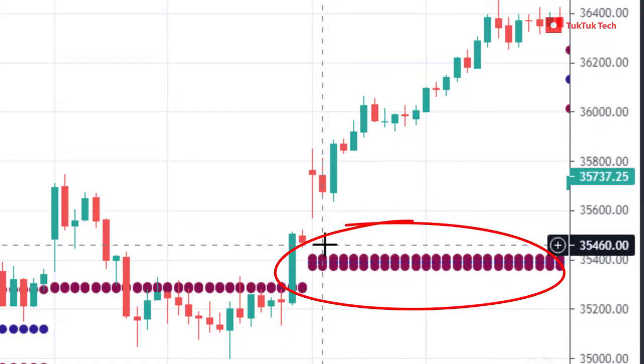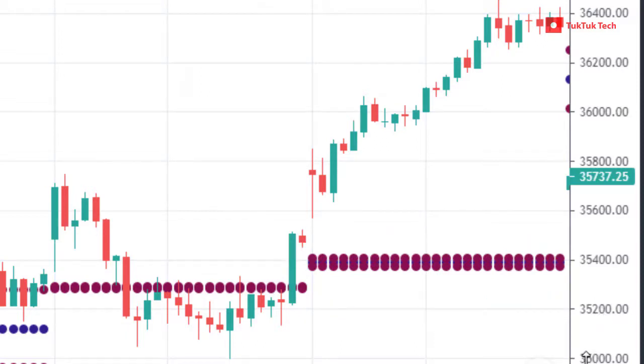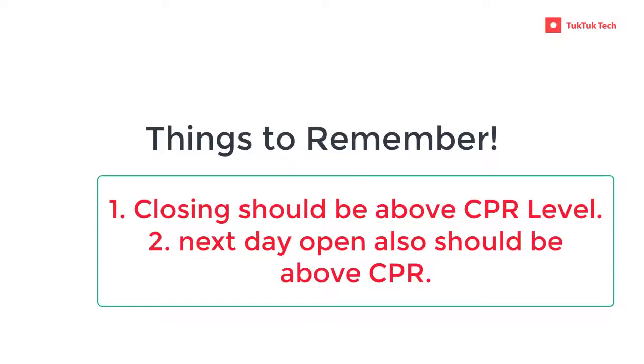Also, notice that the CPR width is very narrow, which can lead to a trending day, which was the case in this instance. For this outcome, prior day price should close above the pivot line, and on the next day, price should open above the pivot to confirm the continuation of the trend.